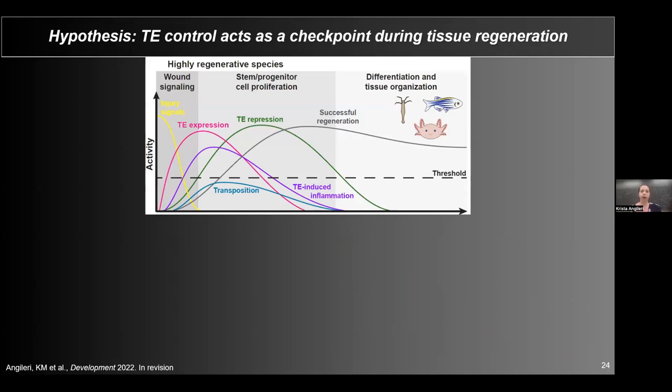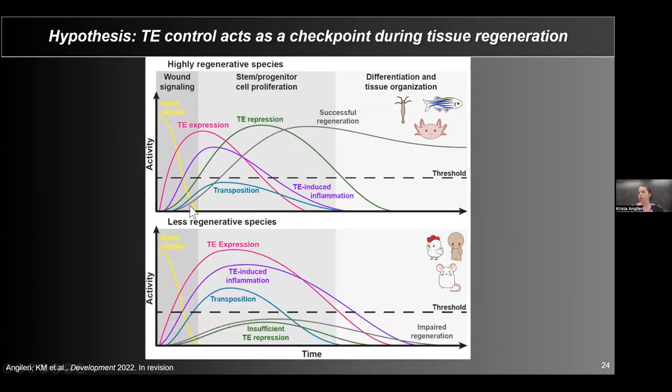And then as a quick recap, our general hypothesis here is that in a highly regenerative species like the zebrafish or axolotl, upon injury, you would have upregulation of transposon expression, which would also induce some inflammatory responses in those cells. So the host must activate a repression mechanism to then downregulate that transposon expression and activity and limit the amount of transposition occurring in the cell, thus allowing for successful regeneration. However, these less regeneration-competent species would have a reduced efficiency in repressing transposons, which would allow for increased transposition activity and potentially impair regeneration.